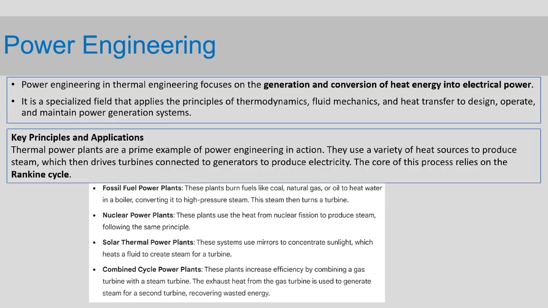First topic in thermal engineering is power engineering. Power engineering in thermal engineering focuses mainly on the generation and conversion of heat energy into electrical power. Key principles and applications: the core of this process relies on the Rankine cycle, very important. Examples are fossil fuel power plants, nuclear power plants, solar thermal power plants, and combined cycle power plants.